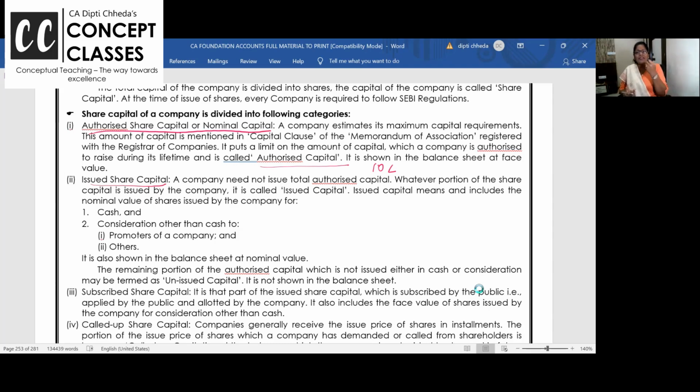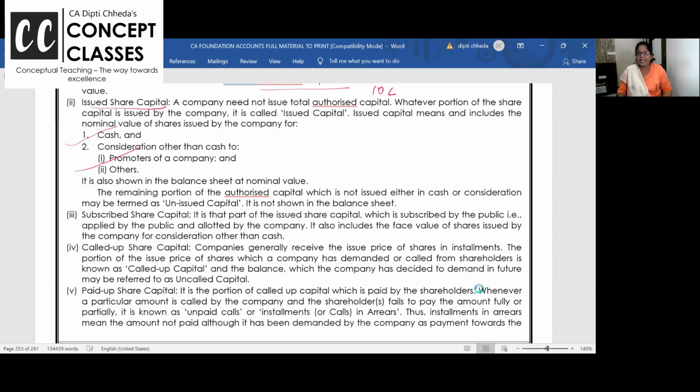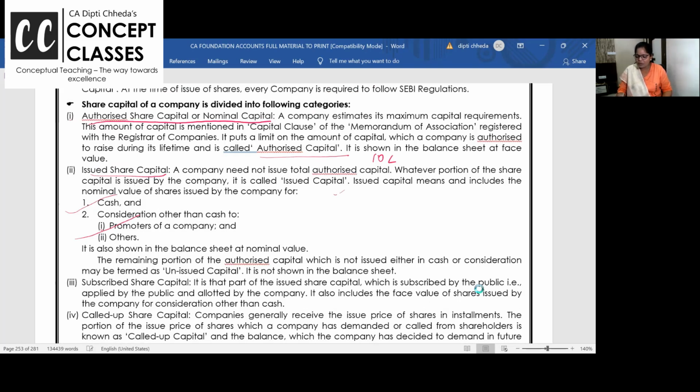No. Every penny, the meter is going on. We need to pay dividend to shareholders. We need to pay interest to the debenture holders. So I may issue 1 lakh shares only for cash or for consideration other than cash. This all, when we solve the problem, it will be clear. Okay? So what is authorized capital? 10 lakhs. Out of that, I need 1 lakh shares. So 1 lakh shares I issued.